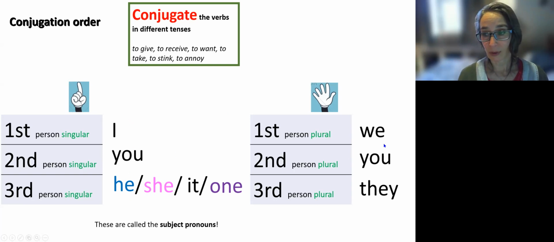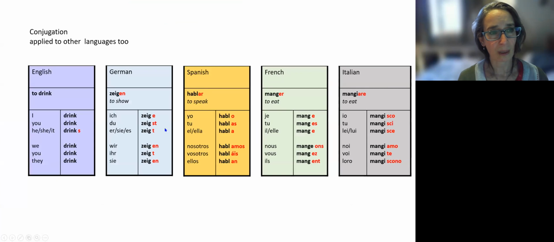All these words are called subject pronouns. And this is another concept that I want you to start remembering. Subject pronouns. So, as I mentioned before, this conjugation order applies to all European languages and non-European languages. But let's stick with the European languages.